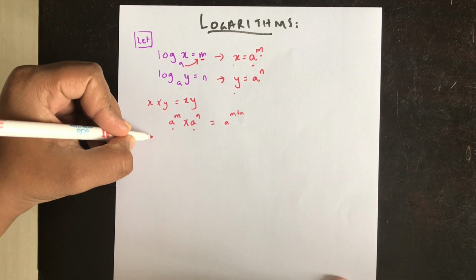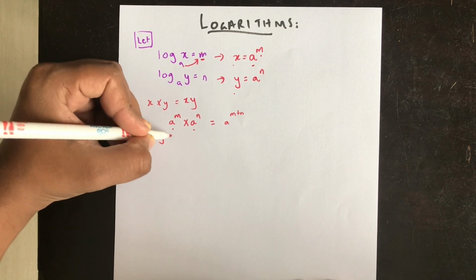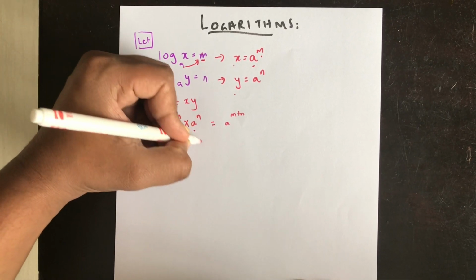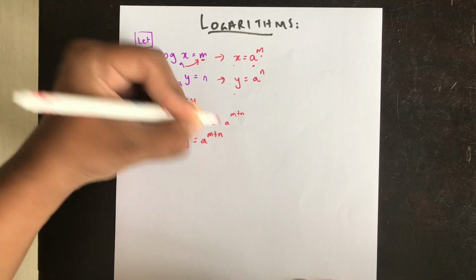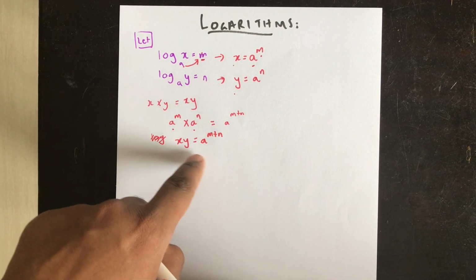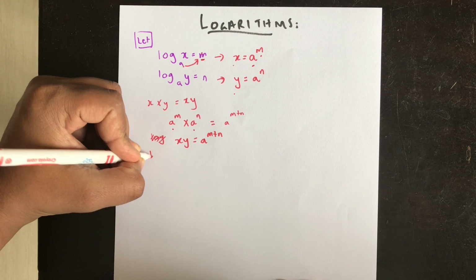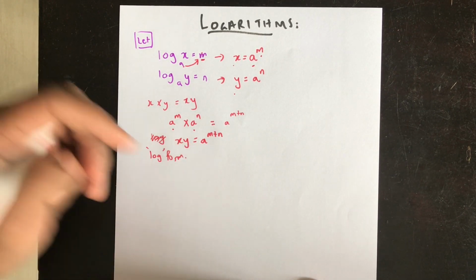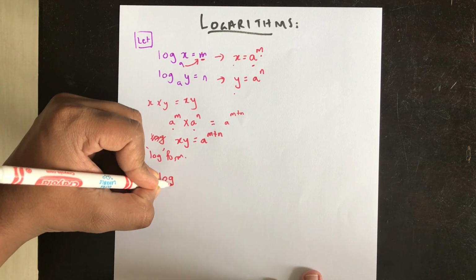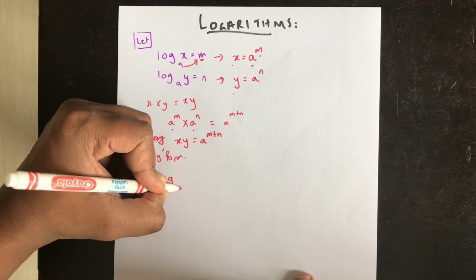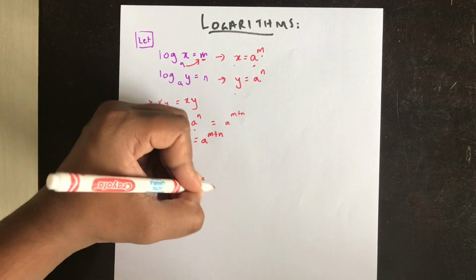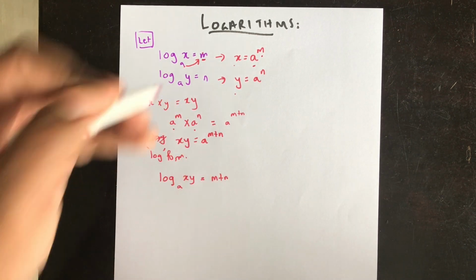Now, let me do it this way: xy is equal to a to the power of m plus n. I want to express this in log form. How do I do this? So if I have something like log xy to the base a, I will get this as equal to m plus n.